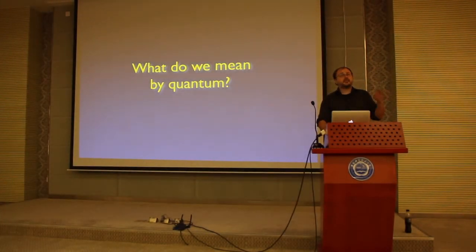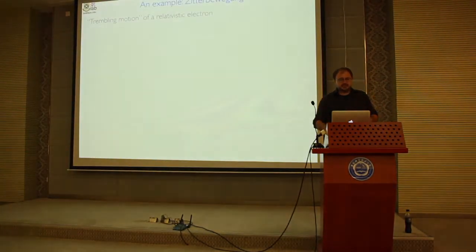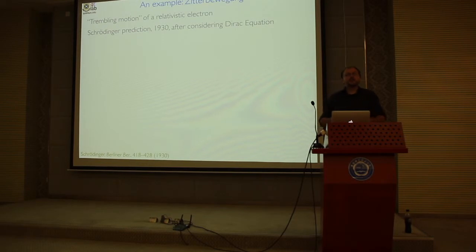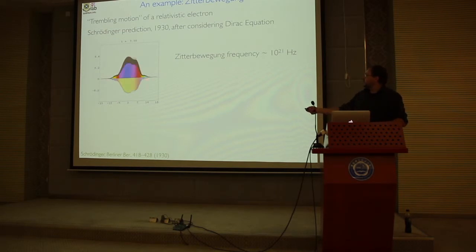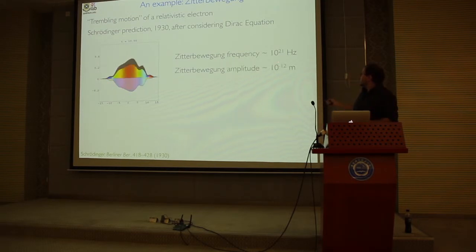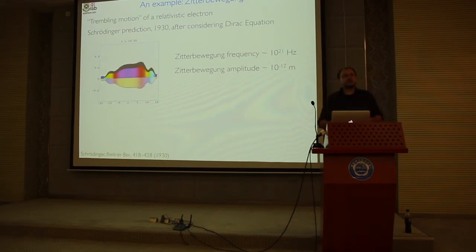And a nice example of that from the recent literature is Zitterbewegung. This is this trembling motion of an electron at relativistic speed, which Schrödinger predicted after reading Dirac's paper in 1930. This is a nice animation of it. As the electron's moving from the center across the screen, you can see it's kind of smearing out. It's never been measured because in reality, the frequency is 10 to the 21 hertz and the amplitude is 10 to the minus 12 meters, so it's too fast and too small to measure.